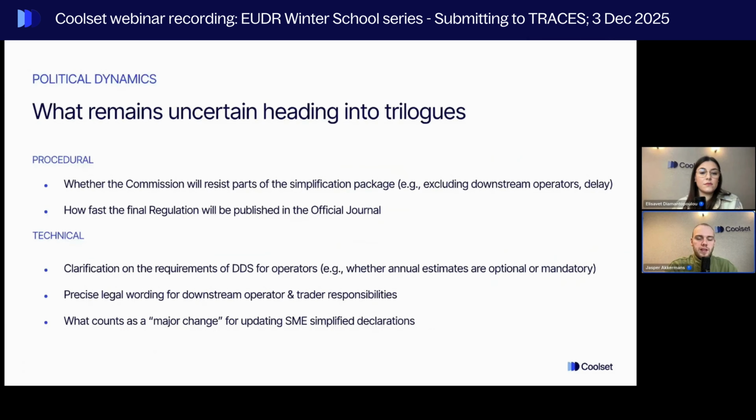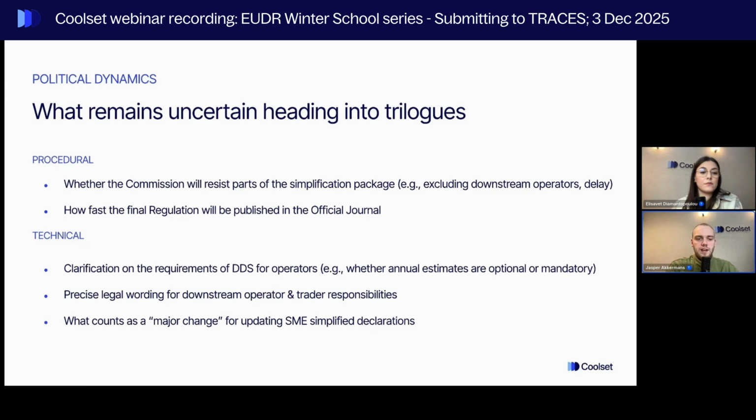So there's a couple of things on the procedural side. The Commission might resist part of the simplification package, such as excluding downstream operators or having a delay. And also another question is how fast the regulation will be published in the Official Journal. That's kind of an official formal step. Once it's published in the Official Journal, that means that it will be official law. But usually it happens on the 20th day after being published in the Official Journal. Don't ask me why. But now they've also asked for that to be fast-tracked so that after the 3rd day of publication in the Official Journal, it becomes law.